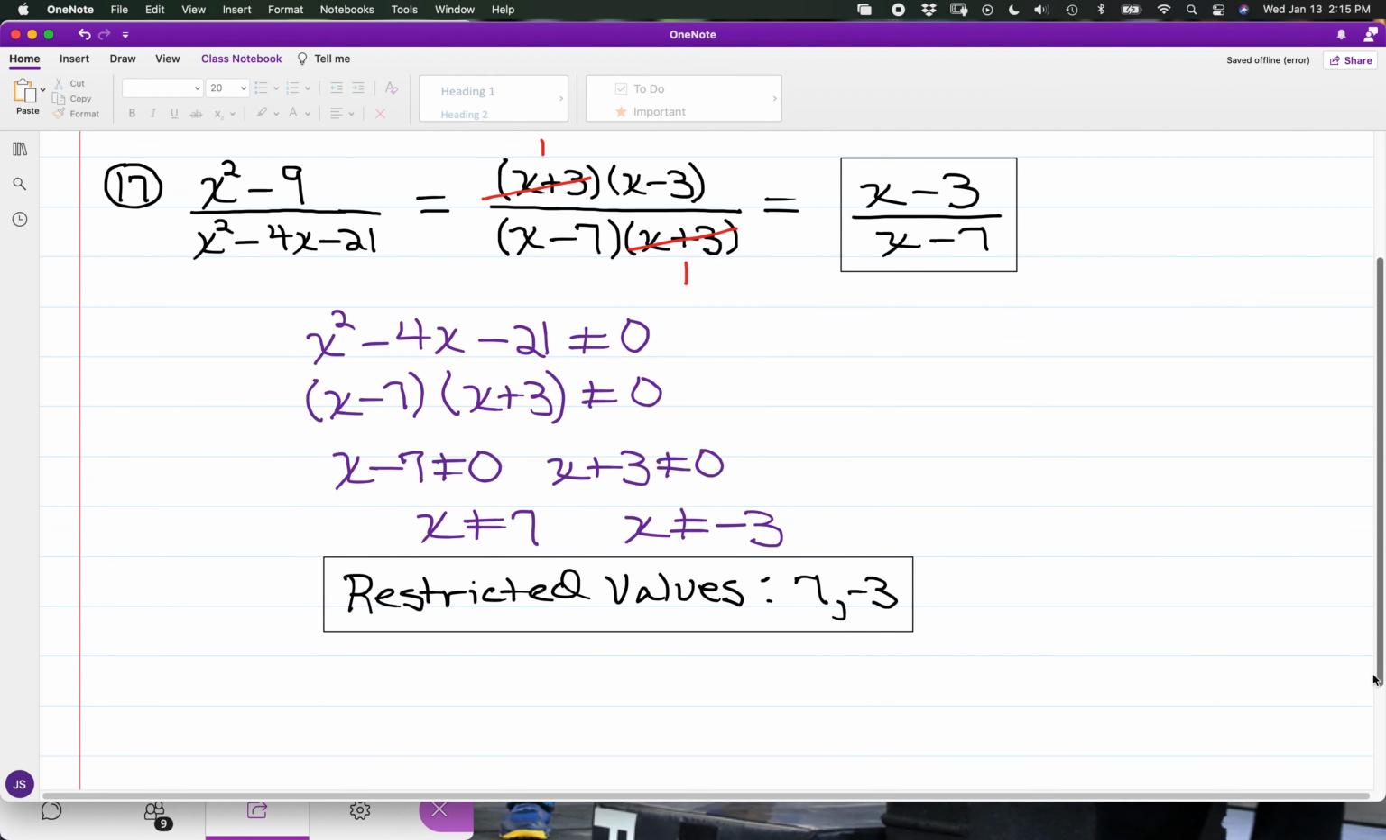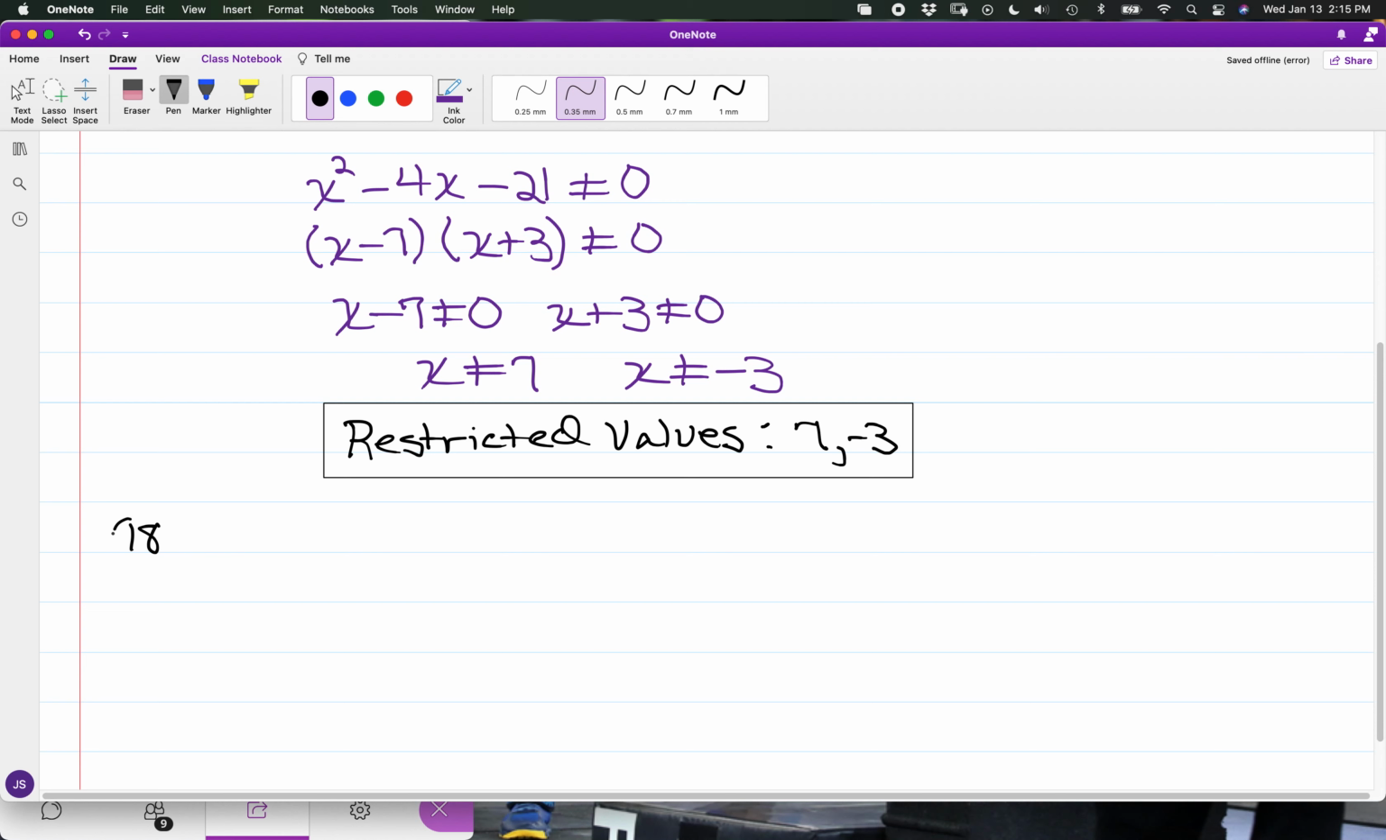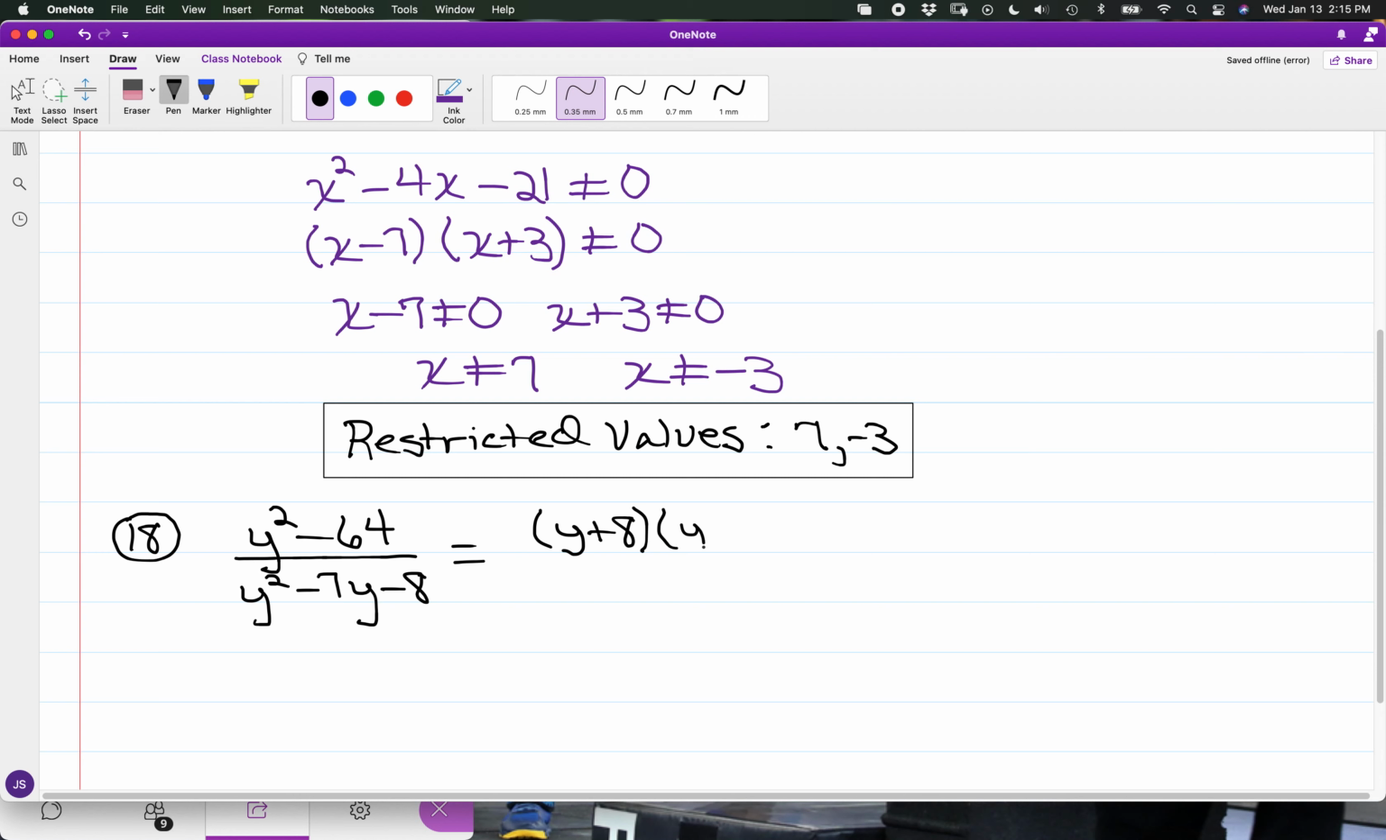Now for the next item, we're again looking at the simplified version as well as the restricted values. We have a change in the variable, but a bit of history repeating: a difference of squares in the numerator with y squared minus 64, and a trinomial in the denominator, y squared minus 7y minus 8. y squared minus 64 will factor to y plus 8 and y minus 8.